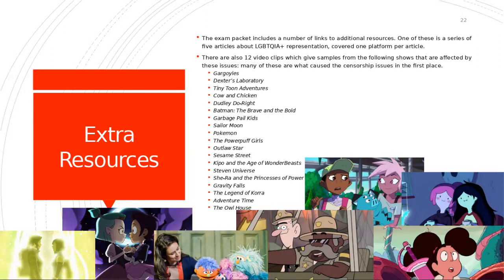Legend of Korra, it's the final scene of the series, confirming the relationship between Korra and Asami. Adventure Time, it's the overview of the relationship of Princess Bubblegum and Marceline. And then the last one is the Owl House, which is the most recent example, and actually the thing that triggered me to create this packet in the first place, because of the uproar over the episode involving Luz and Amity dancing and apparently entering into a relationship.